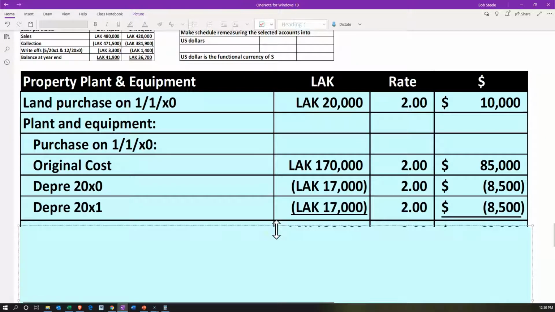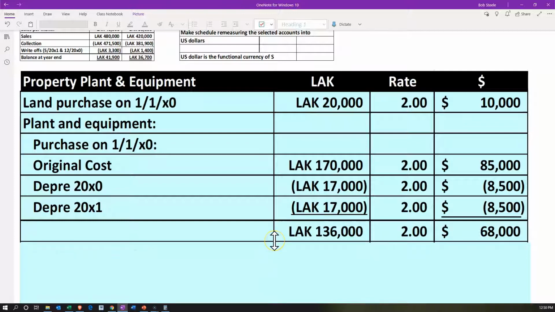Then depreciation for year 2, same thing, because it's straight line depreciation. We have the 17,000 accumulated depreciation, and then we have the 2, and we're going to take the 17,000 divided by 2 to give us that 8,500. Therefore, the book value at the end of the second year, for this property, plant, and equipment, is the 85,000 minus the 8,500 minus the 8,500. So as of the end of 20X1, book value then 68,000.